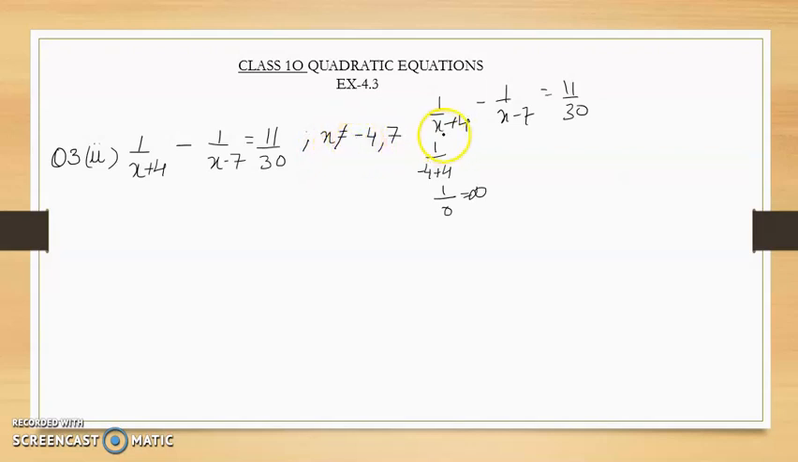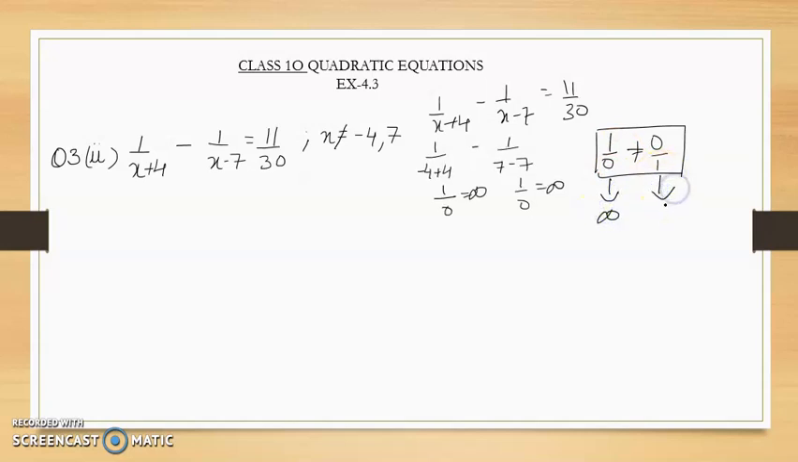Why? Because if I substitute x is equal to minus 4 here, I will get 0. Similarly here, 7. If I substitute here 1 upon 7 minus 7, so 7 minus 7 is 0. Okay, so 1 upon 0 is infinity. I am repeating again students, 1 upon 0 is not equal to 0 upon 1. Keep this in mind, because 1 upon 0 is infinity and 0 by 1 is 0. Understand this difference and don't forget.